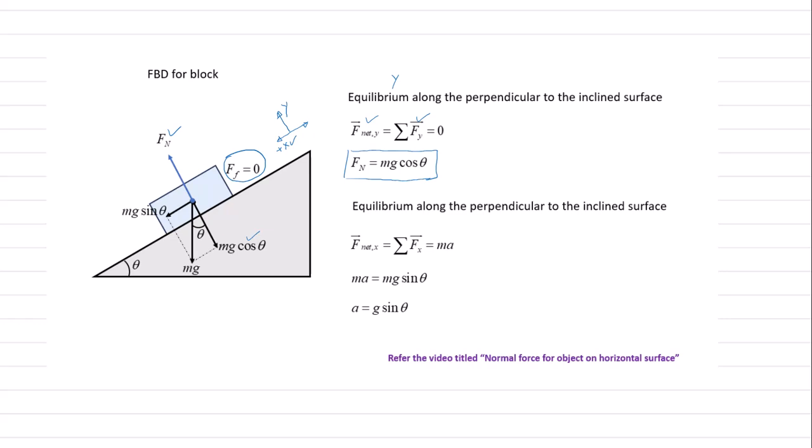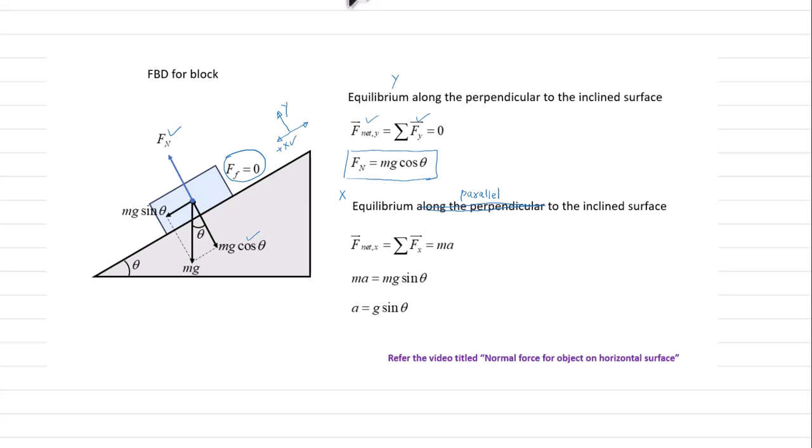Okay. And coming to the x direction, equilibrium, my bad, I typed it wrongly. So this should be equilibrium parallel to the inclined surface. So once again, our x direction is referring to the equilibrium in a direction which is parallel to the inclined surface.